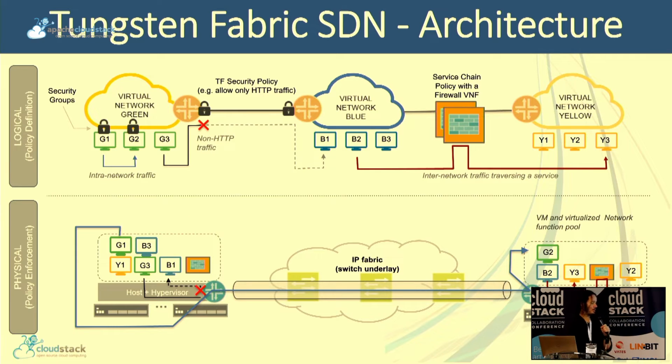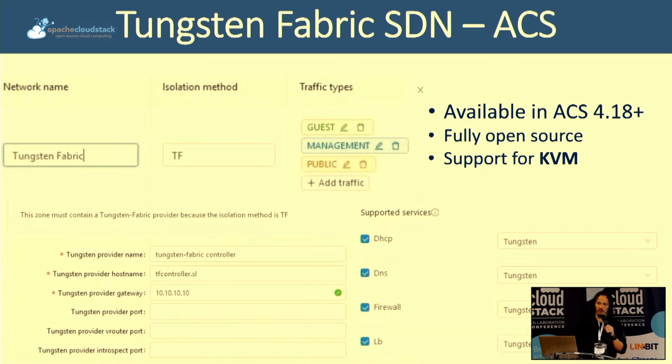With Tungsten Fabric SDN, you have the physical layer, your switches, typically just layer 2, and your core routers. On top, the logical layer, where you define your policies and your tunnels. You actually program how your packets go from VM A to B. In the Tungsten Fabric integration, we have a new isolation method. There are a couple of presentations on Tungsten Fabric online. Anyone interested can have a look at those or ask me. And it works just for KVM, so it's a bit limited.